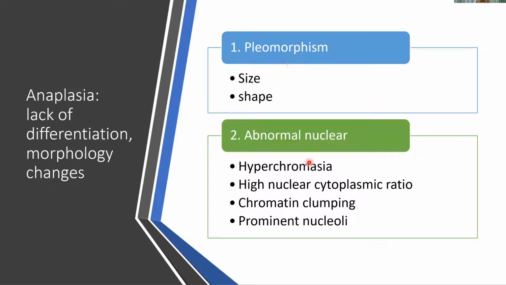Next, abnormal nucleus. Looking at the nuclear features, we can see hyperchromatic, meaning the nucleus becomes very dark in color, and the size of the nucleus is more than the cytoplasm, because in normal cells the cytoplasm must be more than the nucleus. The chromatin becomes clumped, and we can see prominent nucleoli.